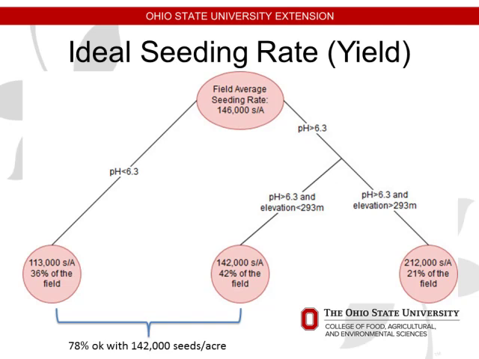But what I think is interesting, if you look at the two zones where 113,000 was optimal and 142,000 was optimal, that's 78% of the field in total. So that's pretty good. If you're planting 140 to 150,000 seeds per acre, you're capturing the majority of that field, but there are areas that would have benefited from a higher rate in this situation. Does that make sense, or does anyone have any questions about that?